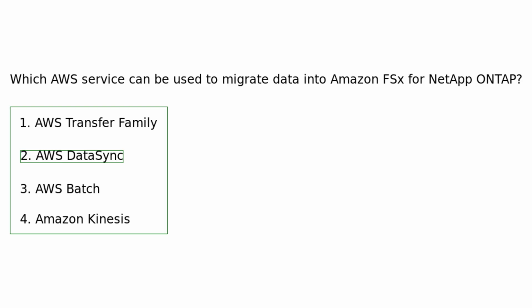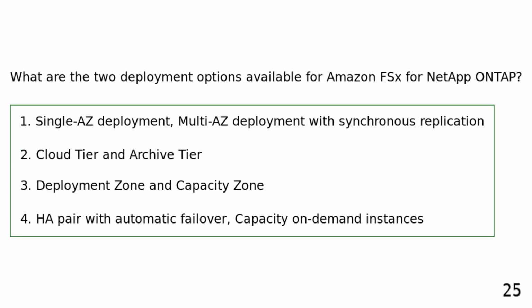AWS DataSync is a suitable service for migrating data into Amazon FSx for NetApp ONTAP. What are the two deployment options available for Amazon FSx for NetApp ONTAP?